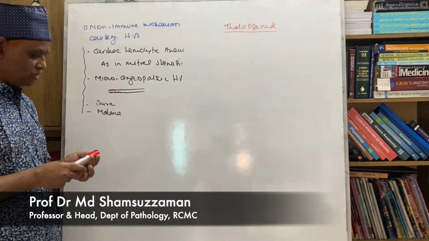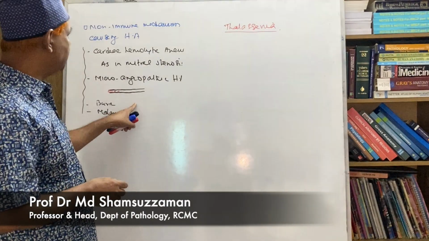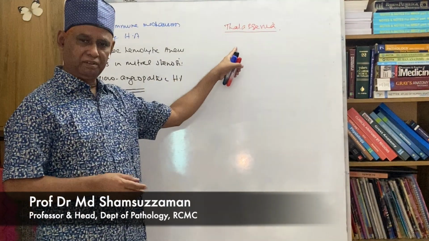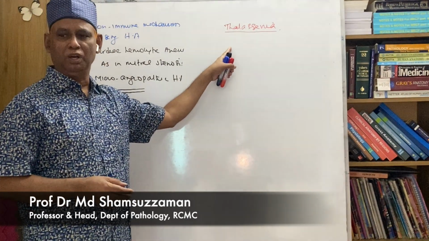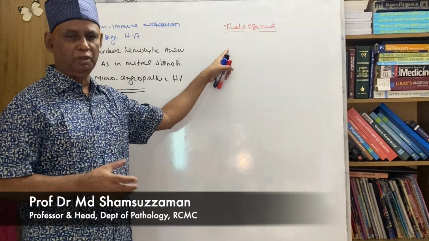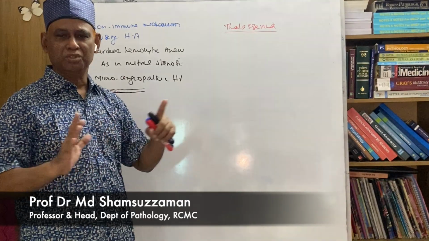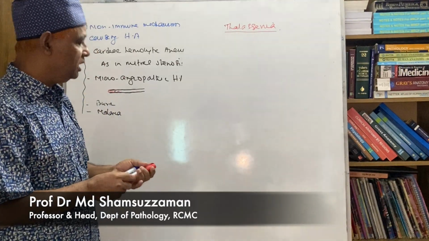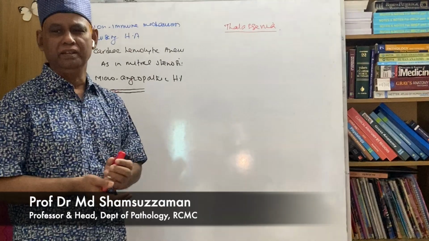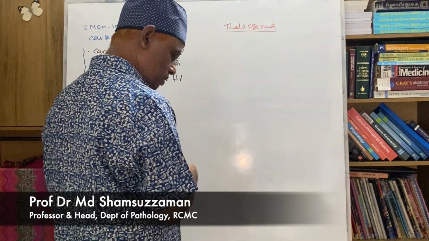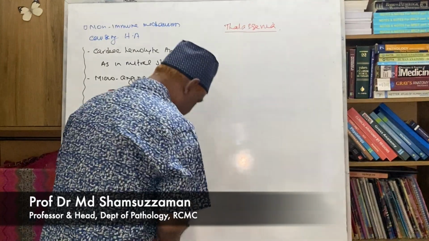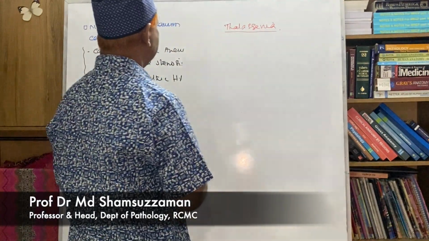Now come to thalassemia. I've told you thalassemia is the hemoglobin defect that causes hemolytic anemia, and it is the quantitative defect of hemoglobin. It is not a structural defect of hemoglobin, and it is nothing but a genetic disease. Now come to how to define thalassemia.